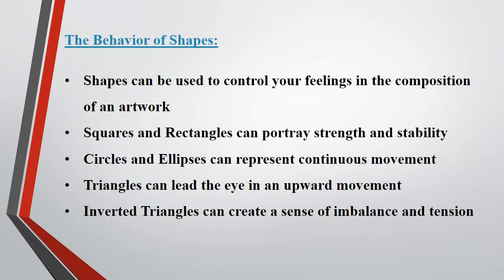Squares and rectangles can portray strength and stability. Circles and ellipses can represent continuous movement. Triangles can lead the eye in an upward movement. Inverted triangles can create a sense of imbalance and tension.